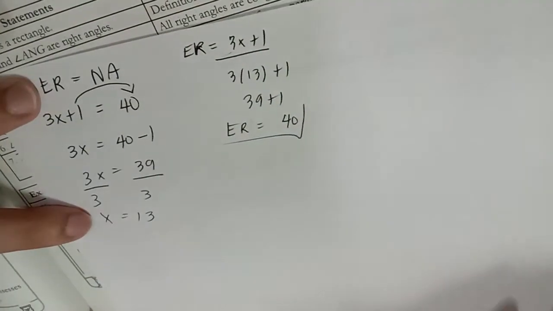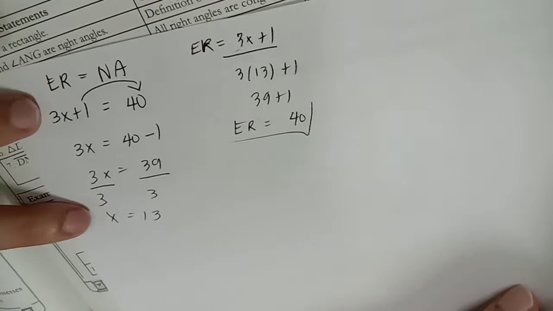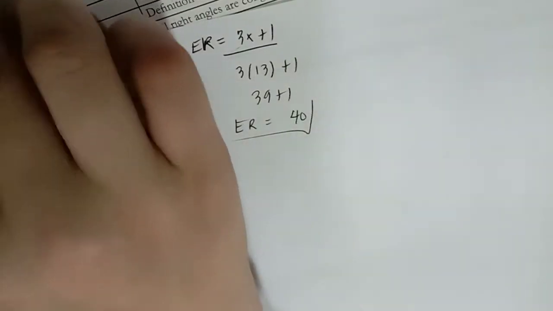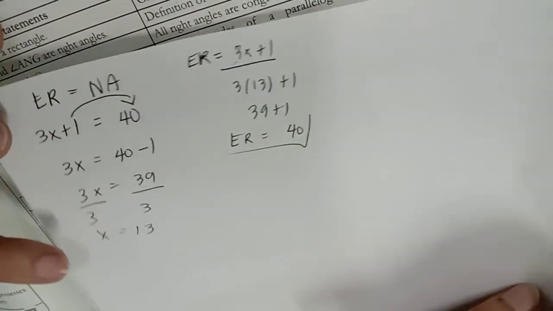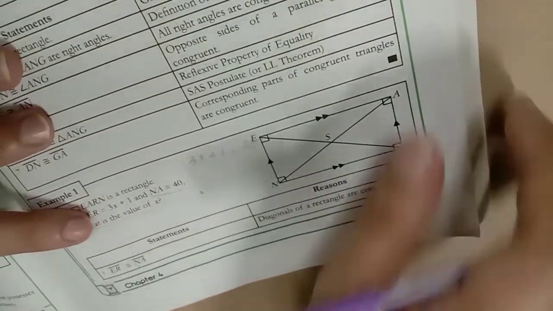So, in that case, ayun po yung theorem ni rectangle na kung saan yung diagonals daw niya ay congruent. So, napalabas naman natin na congruent siya.